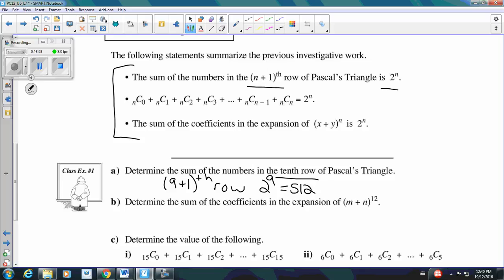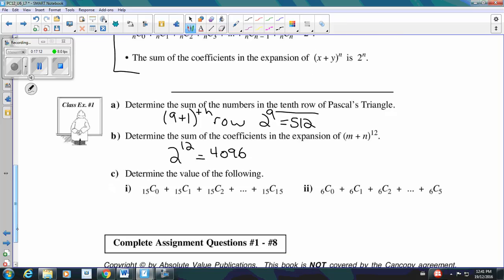Secondly, determine the sum of the coefficients in the expansion (m plus n) to the 12th. Well, we know this is equal to 2 to our exponent, so this is 2 to the 12th, which is 4096. C, determine the value of 15 choose 0 plus 15 choose 1 all the way up to 15 choose 15. Well, we discovered that this is 2 to the n, so that's 2 to the 15, which is 32,768.